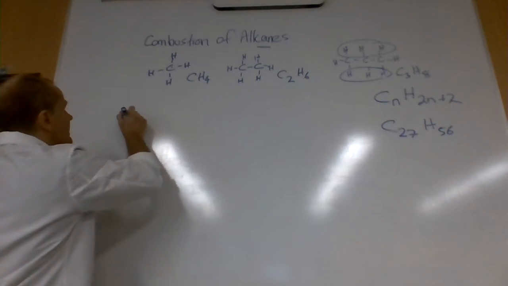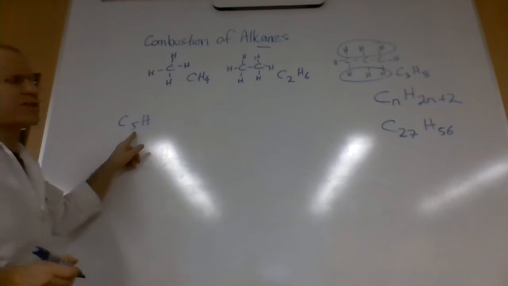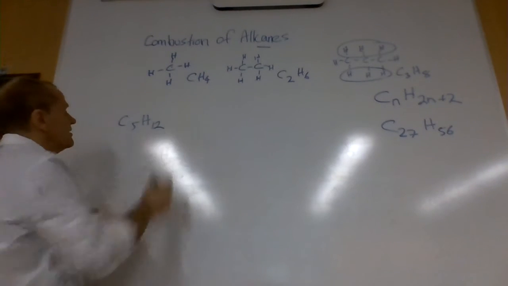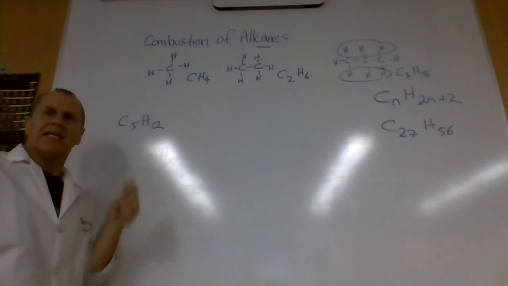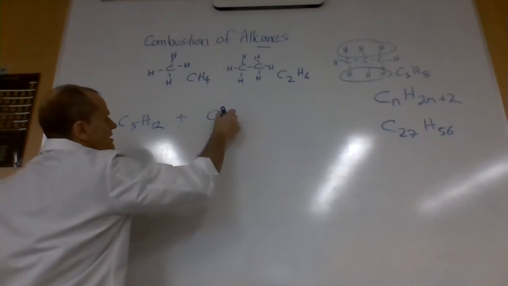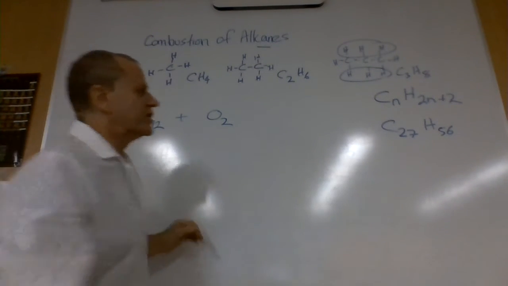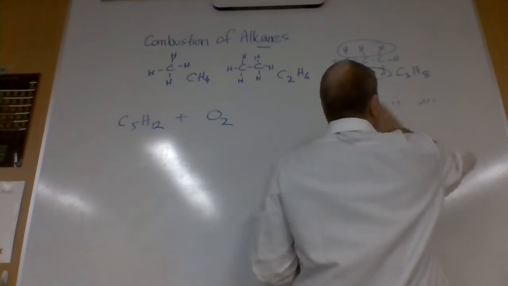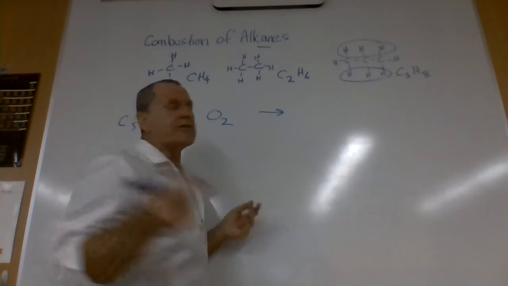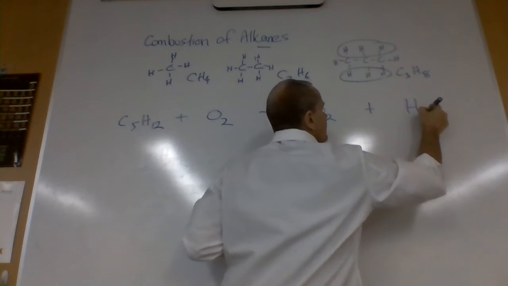So let's try something like C5H, and what's it going to be? 5 2s are 10, plus 2 is 12. So this will be C5H12, pentane, because it's got 5 carbons, and that's what pent means. And when we're burning it, well, combustion is always a reaction with oxygen, and combustion of these molecules always produces, you guessed it, carbon dioxide and water.